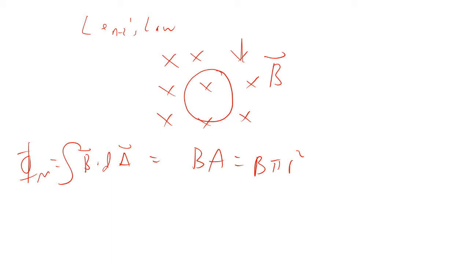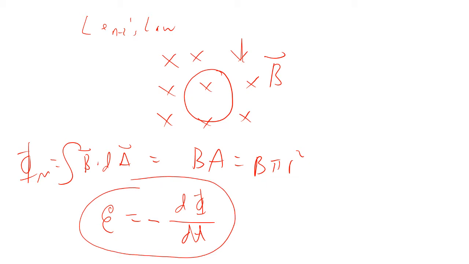we know there's going to be an EMF. The EMF is going to be proportionate to the rate of change of the magnetic field. We kind of derived that last time. So we put a minus in there. The minus is Lenz's law. This entire thing is actually called Faraday's law.